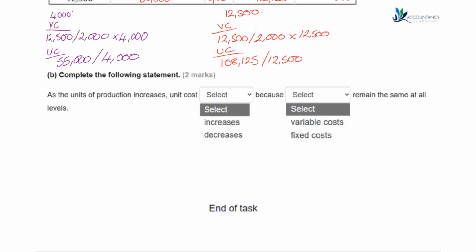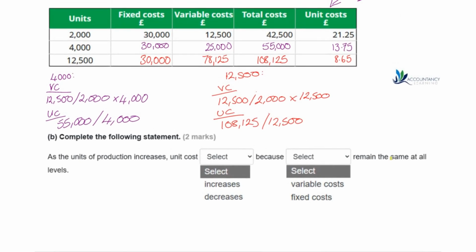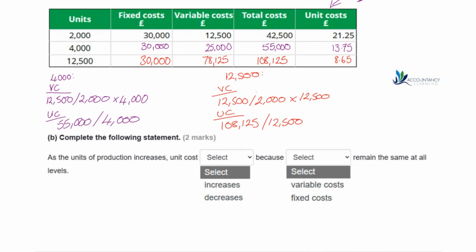Then we've got to complete the following statement. As the units of production increases, unit costs, then we need to decide does it increase or decrease, and then why. So let's have a look. Our unit costs at 2,000, 21.25. At 4,000 it's 13.75, and at 12,500 it's £8.65. So the per unit cost, so we're looking per unit, decreases.